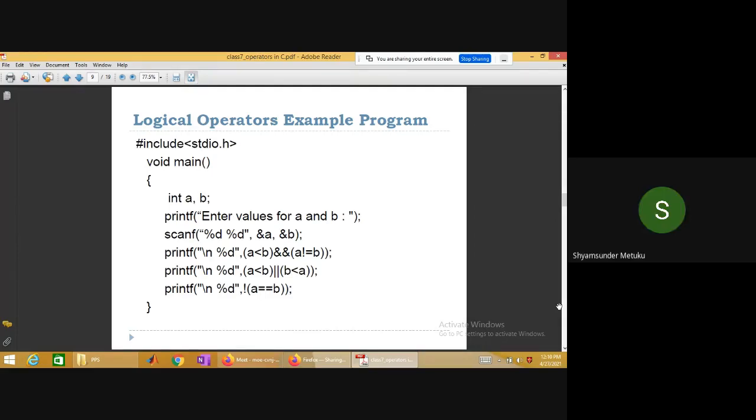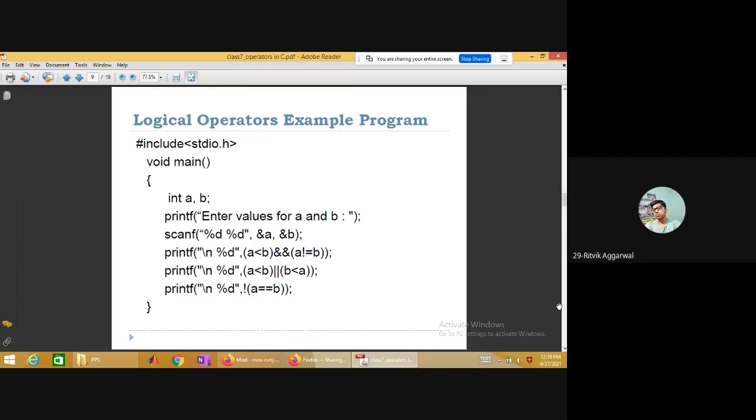Because A less than B is true, but B less than A is false. Correct? Yes, sir. True or false is equal to True, and true is nothing but 1. Then followed by the last one. Can anybody tell? A double equal to B is false. False of not will be true. So you'll get output 1. So all outputs are 1, 1, 1. Right or not? Yes, sir.